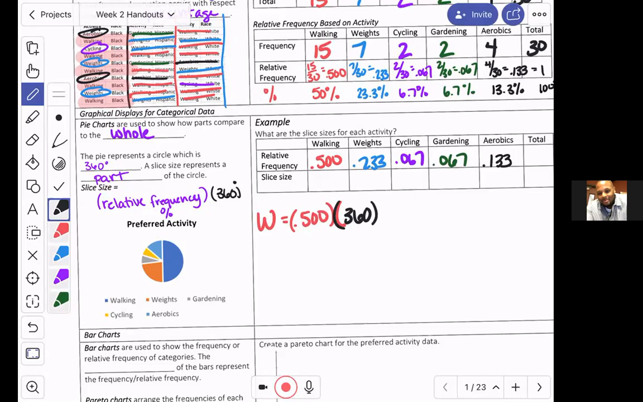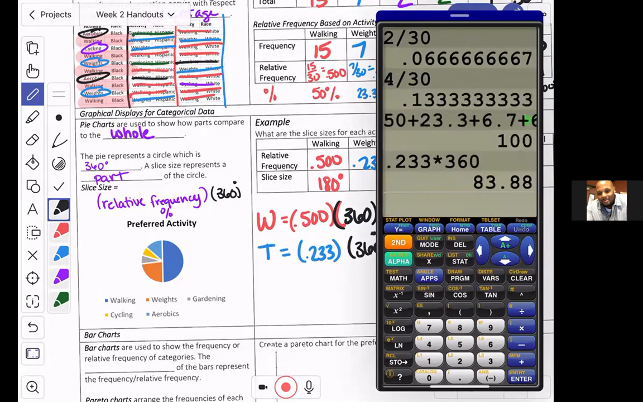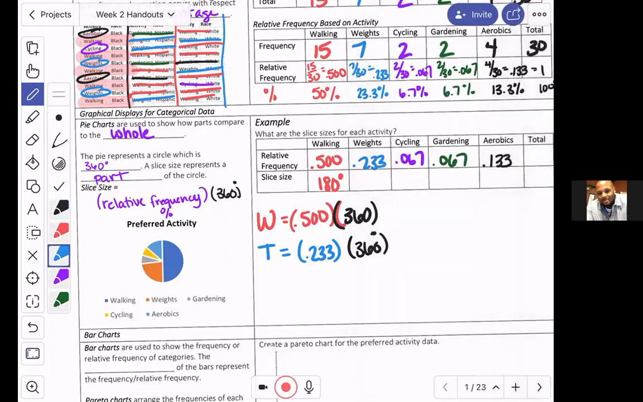If I multiply 0.5 times 360, what do I get? Can anybody tell me? 180. 180 degrees. So this is just 180 degrees on the slice size. If I want to find the weight training category, that is 0.233 times 360 degrees. When I multiply that, I get 83.88. I'm going to round it to the nearest whole number, so I'm going to go to 84. So this is 84 degrees.